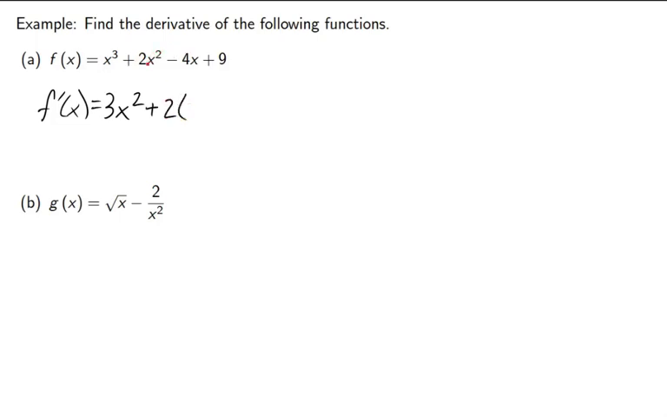Now let's take the derivative of x squared. Bring the power in front. Subtract 1 from the power. 2 minus 1 is 1. Next term, just connect them with a minus. The derivative of 4x. Now remember, this is like an mx, so you should get m, which is 4.